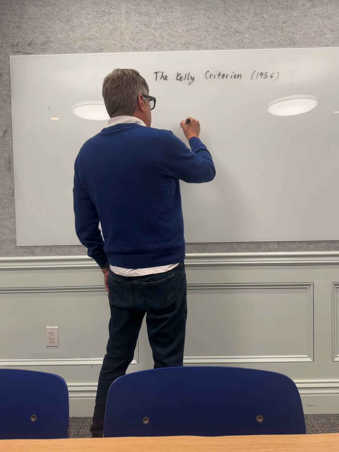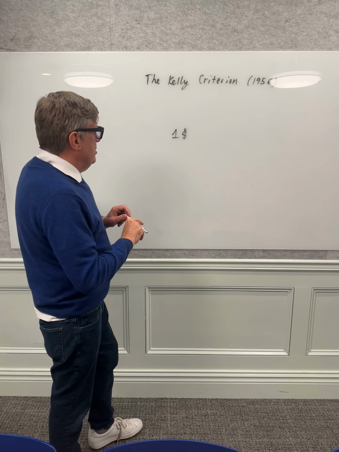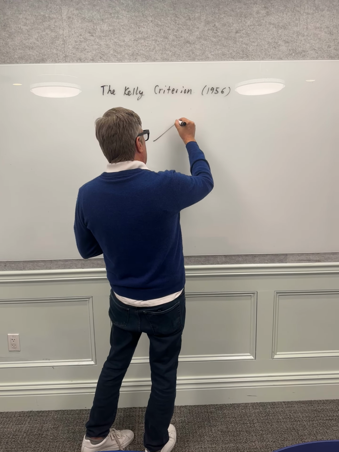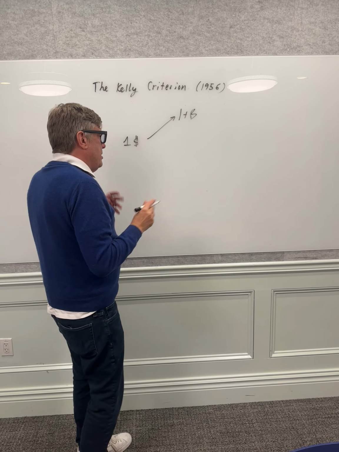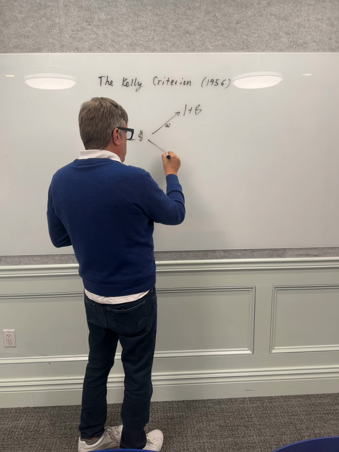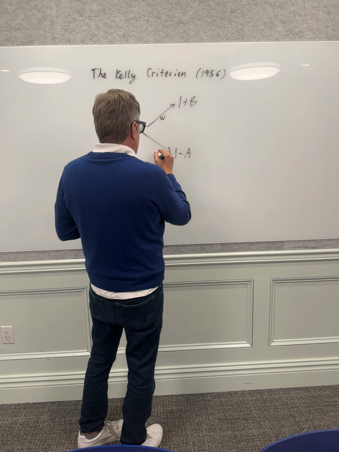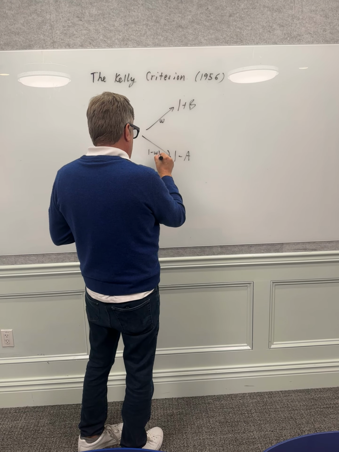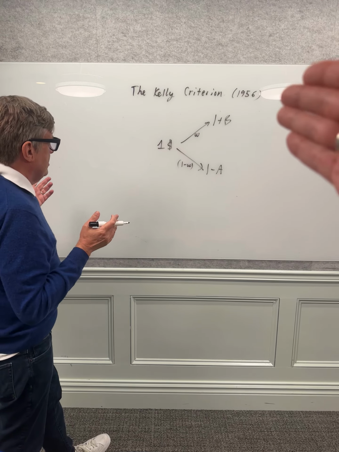I'm going to start with $1, and this $1 can go to 1 plus B dollars with probability W, and it can go to 1 minus A dollars with probability 1 minus W, right? So there's only two possibilities. You either make money or you lose money.